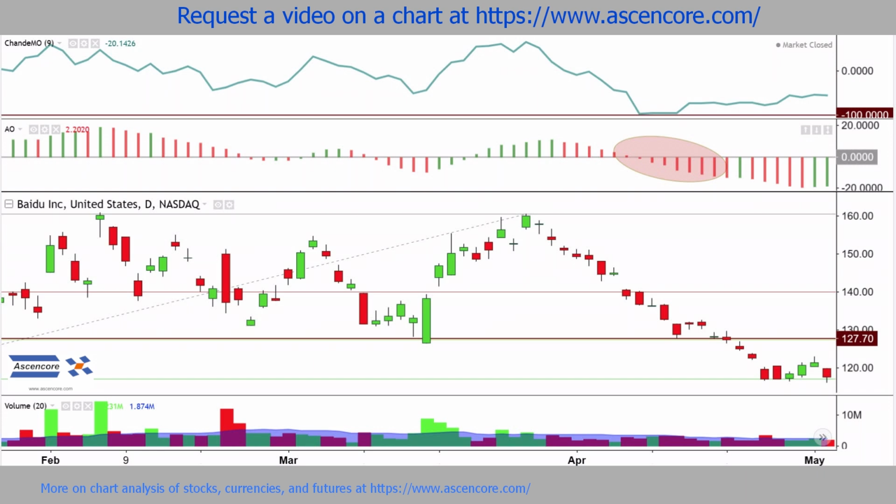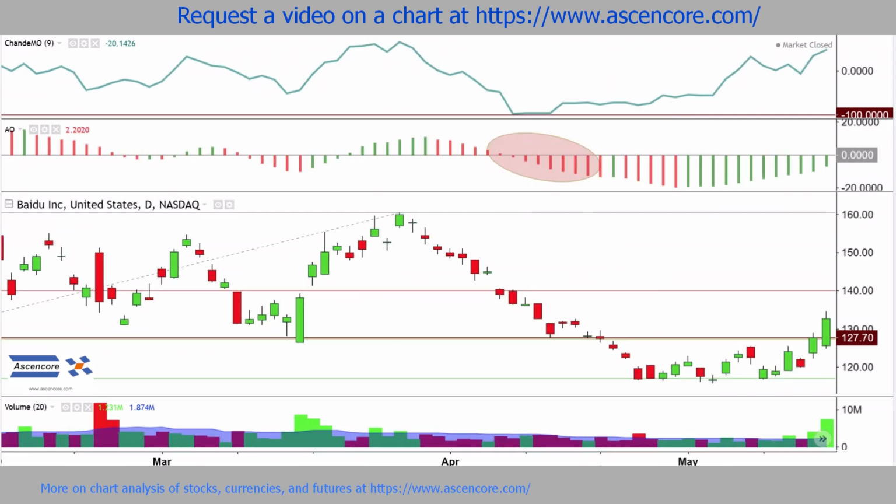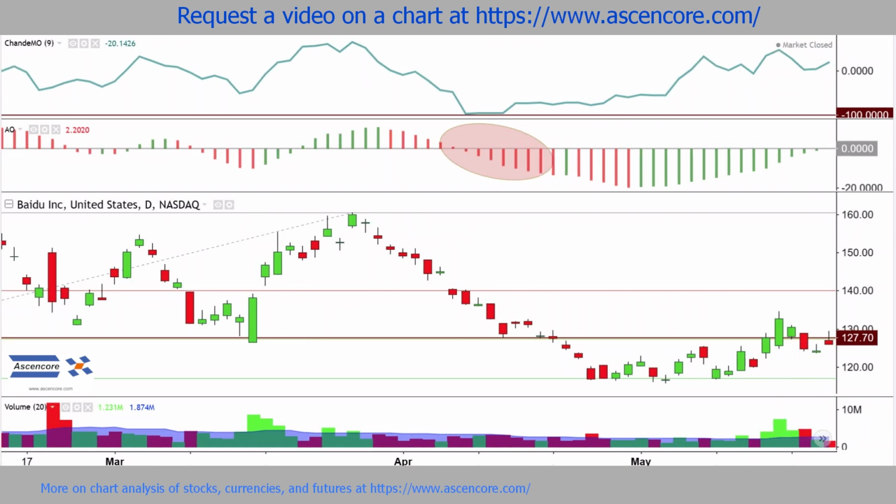Then once price flattened under 127, there's a mixture of red and green bars, but the values of the Awesome Oscillator still remained below 0. So yes, there was growing bullish sentiment like the Chande Momentum Oscillator was pointing to, but it was still closer to a neutral phase with bars on the Awesome Oscillator rising towards 0 but not crossing over it yet.